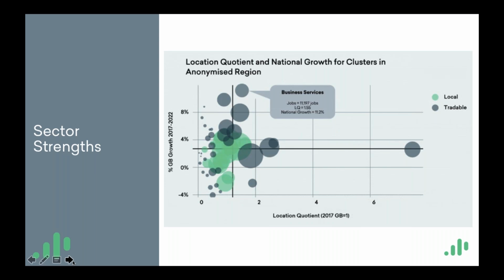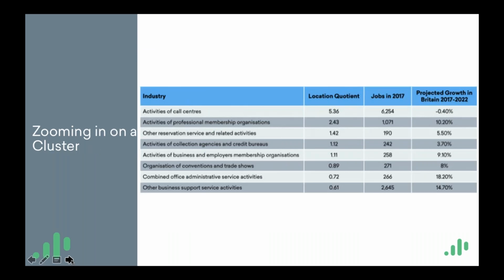So what we're going to do now is zoom in on that cluster and look at some of the detail, what sits below it. And this is where it gets interesting. So the two top industries here and the most significant industries are the activities of call centres, high location quotient, so very much a presence within this region, significant amount of jobs, 6,200 jobs plus, and projected growth is where it doesn't look as positive. So nationally, the projected growth is 0.4. So we can see that there's potentially going to be very little growth or a marginal decline.